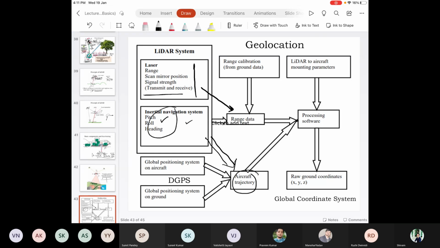And there are some calibration parameters as well, the LiDAR to aircraft mounting parameters. We'll discuss them. They are required when the placement of these individual sensors is different. On the basis of their placement, we need to calculate certain aircraft mounting parameters, and they are combined in a processing software to generate a geolocated coordinate of a ground point.